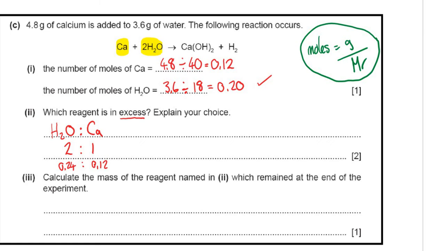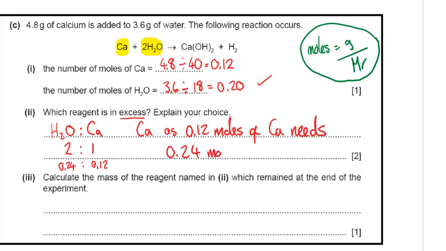So we haven't actually got enough moles of water to react with 0.12 moles of calcium. Initially it looks like the water is in excess, but when we look at the stoichiometry of how it reacts, 0.12 moles of calcium needs 0.24 moles of water, and we don't have 0.24 moles of water, we have 0.20, so the calcium is in excess.